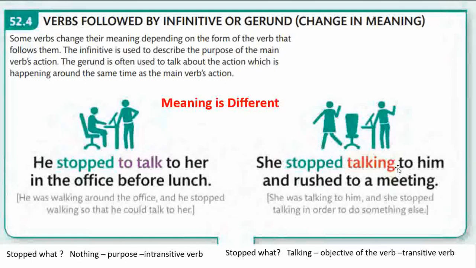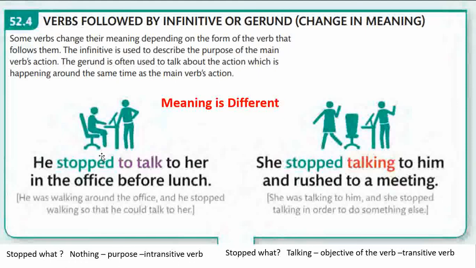She stopped talking to him and rushed to a meeting. Now, "stopped talking," she stopped talking to him, so that means she was doing something, her action stopped and she started some other action. Let us see, she was talking to him and she stopped talking in order to do something else. Yes, we are right in our analysis. And if we were to apply the same technique or strategy, stopped what? Stopped talking. So the action is going to the word talking. When the action goes to the object of the verb, it is a transitive verb.